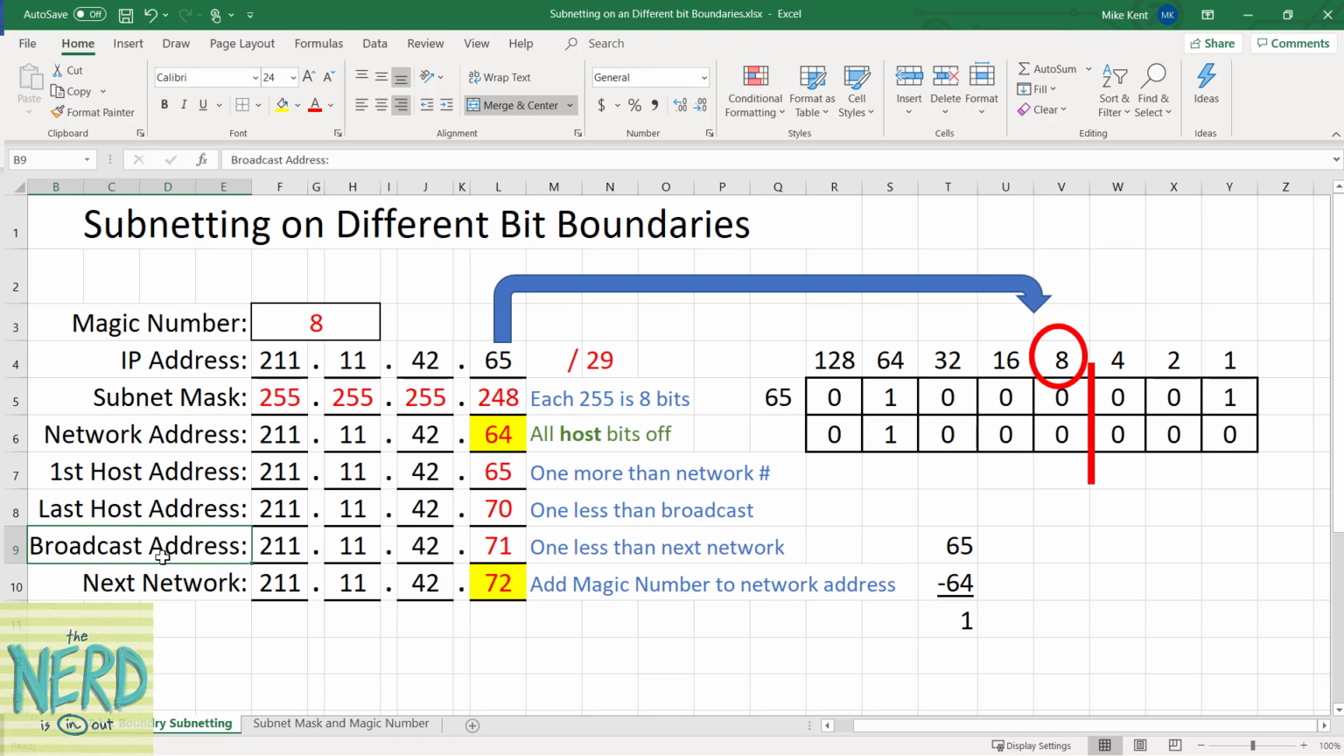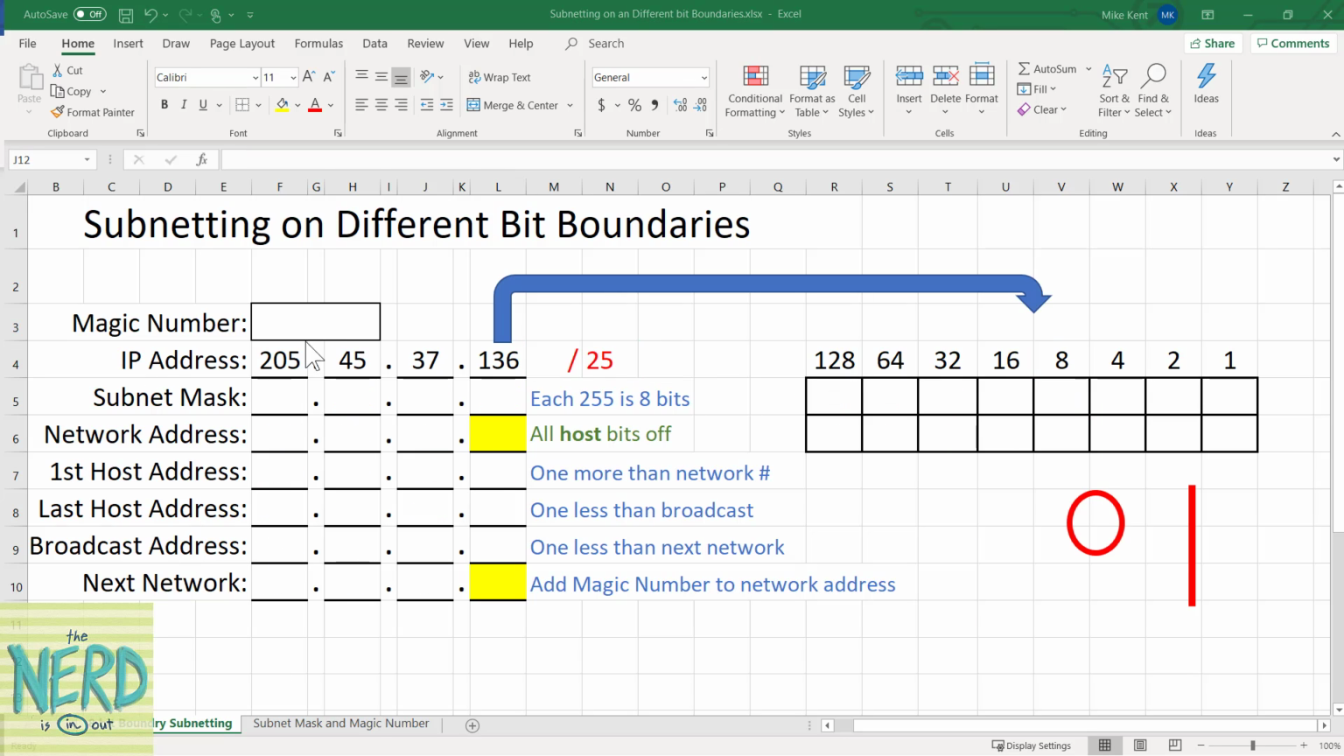So this is subnetting. Now, every example I gave you was in the last octet, which means you're going to have a /25 or higher. The highest it can go is 30 because you got to have at least 2 host bits. So this would be /25 to /30. This works exactly for all those cases. And let me do one last one. I'll do a /25 just so we can see how that looks. All right. So let's say we have 205.45.37.136 /25.